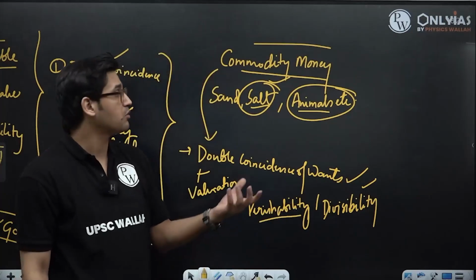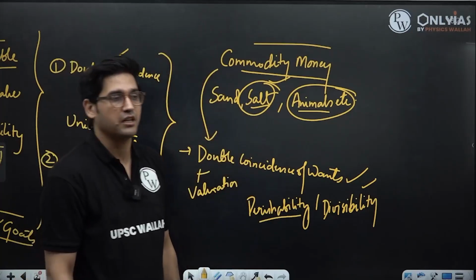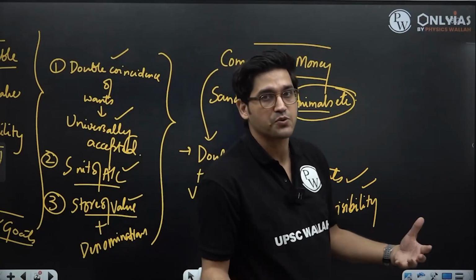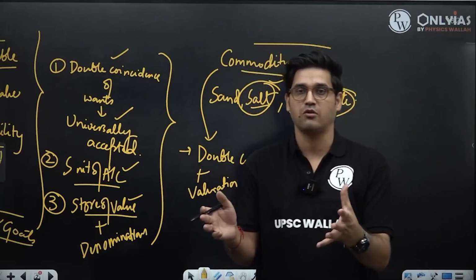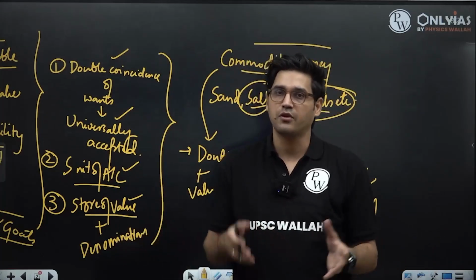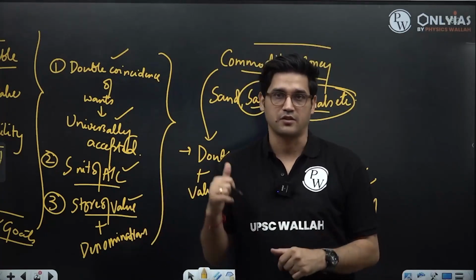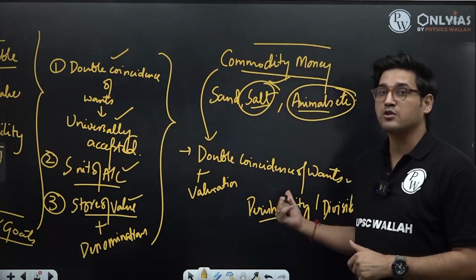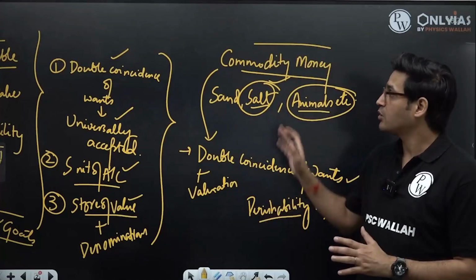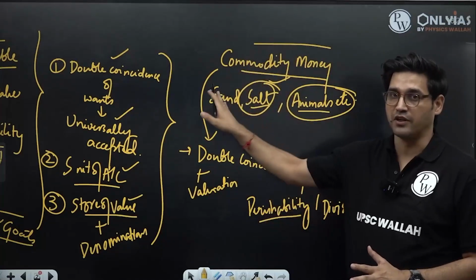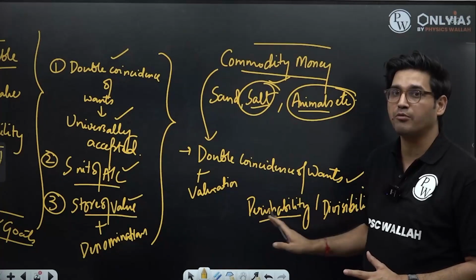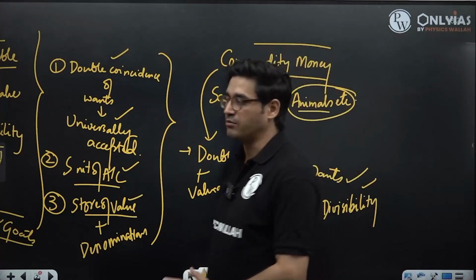For example, in those societies where salt was accepted as money, salt is also perishable. It's hygroscopic, it is going to absorb lots of water and get ruined. Of course, it's going to get ruined after a long period of time, but it's not going to stay with you forever. That's a problem. Meat will also be perishable. So commodity money solved the first two problems, but could not solve perishability as well as divisibility.